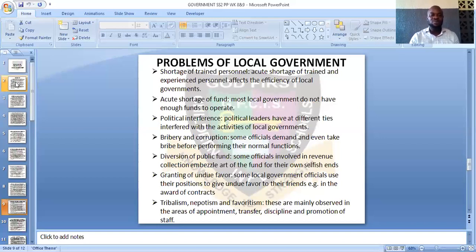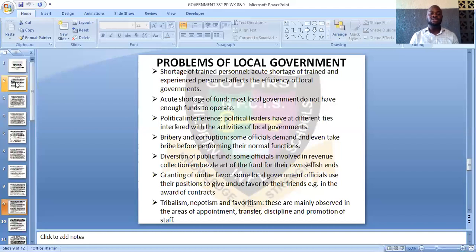Another problem of local government is political interference. Political leaders have at different times interfered with the activities of local government. That is due to their political power. As a result, this might not enhance the effectiveness of such local government, because they interfere in their programs and they don't have free hands of operation. Number four is bribery and corruption.